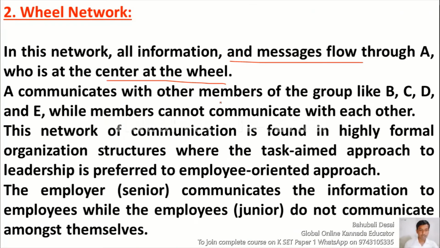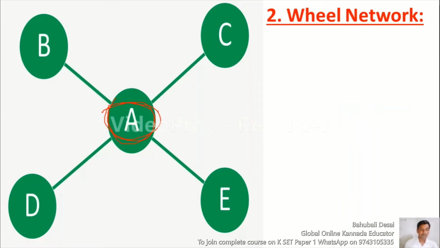A communicates with other members of the group like B, C, D and E, while members cannot communicate with each other. Please remember, here A can communicate with all the group members, but the other group members can communicate with A, but they can't communicate among themselves.